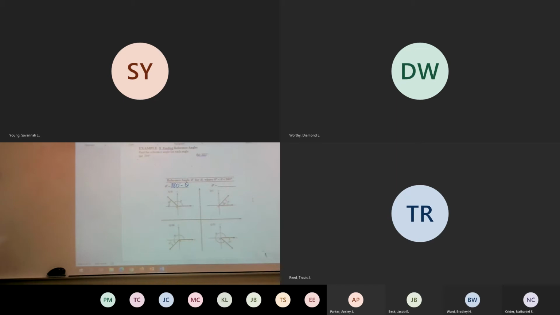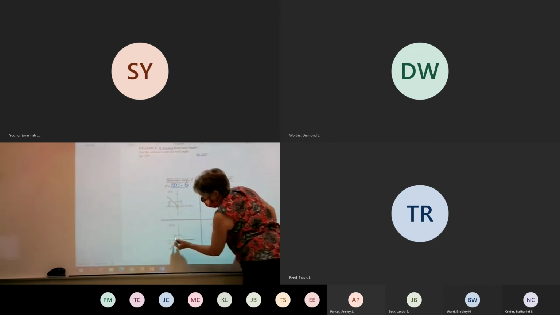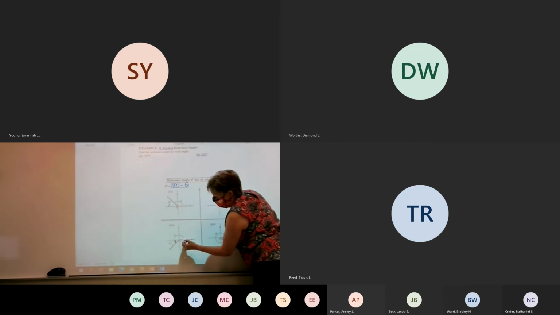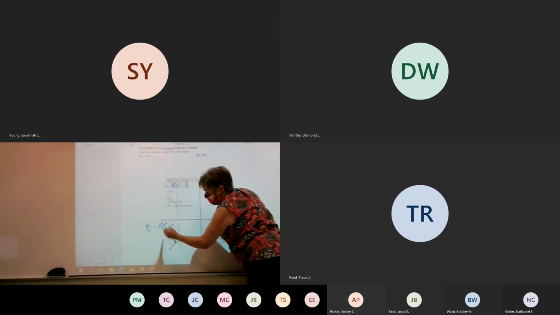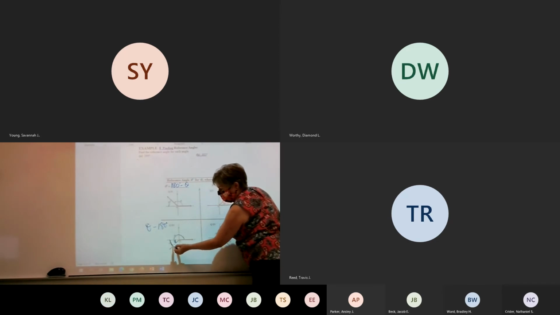For quadrant 3, it should be 180 plus whatever your reference angle is. Excuse me, it's going to be theta minus 180. So we're wanting to know what this is, right? And this is going to be bigger, so theta here is going to be minus 180 degrees, and it's going to give me what this is.